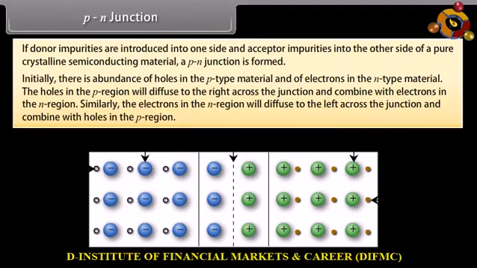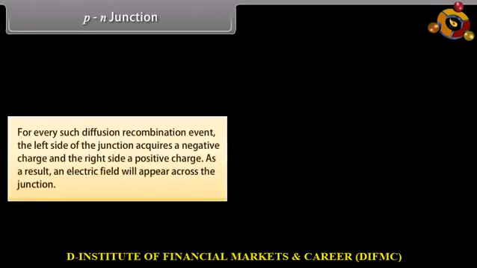The holes in the p region will diffuse to the right across the junction and combine with electrons in the n region. Similarly, the electrons in the N region will diffuse to the left across the junction and combine with the holes in the P region. For every such diffusion recombination event, the left side of the junction acquires a negative charge and the right side a positive charge. As a result, an electric field will appear across the junction.